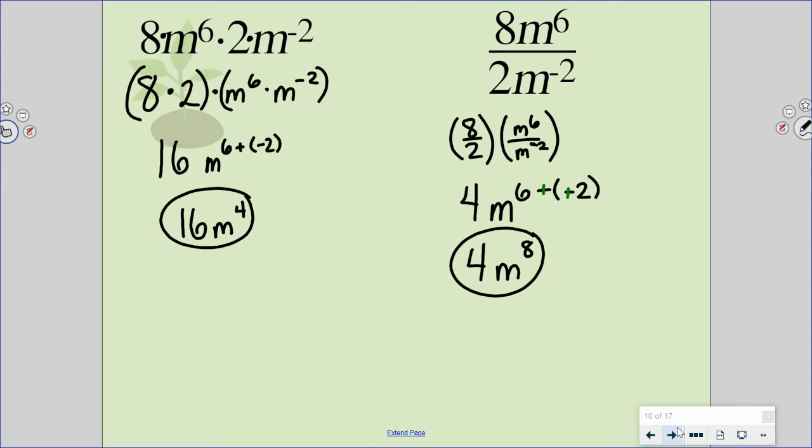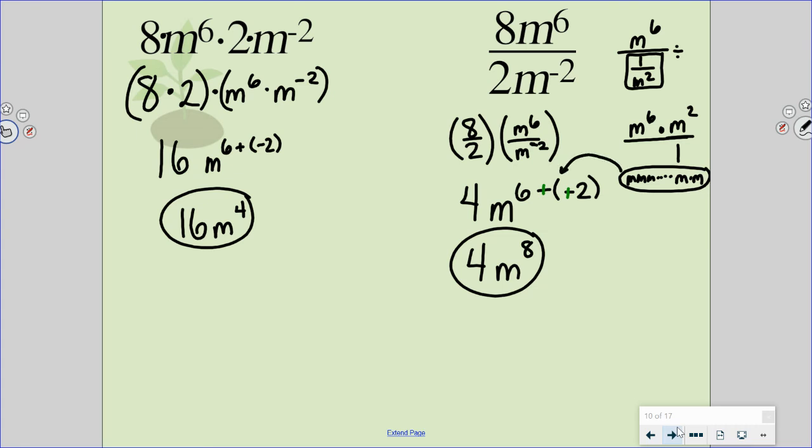Now, for those of you that went old school there, we have m to the 6th divided by 1 over m to the 2nd. And anytime you're dividing a fraction, you multiply by the reciprocal. The reciprocal of that would be, oh ho ho, that's why everything ends up at the top. M to the 6th times m to the 2nd. This is not a cancel problem, this is a combined problem. That kind of explains why we end up adding those.